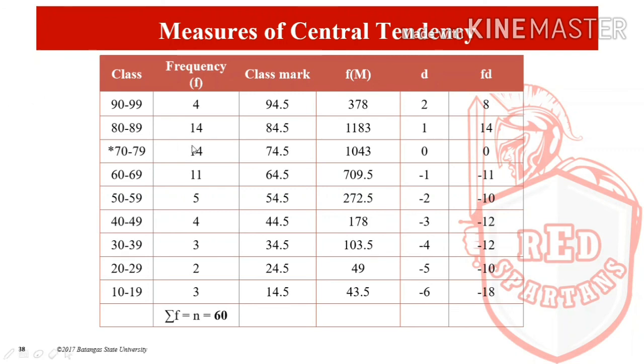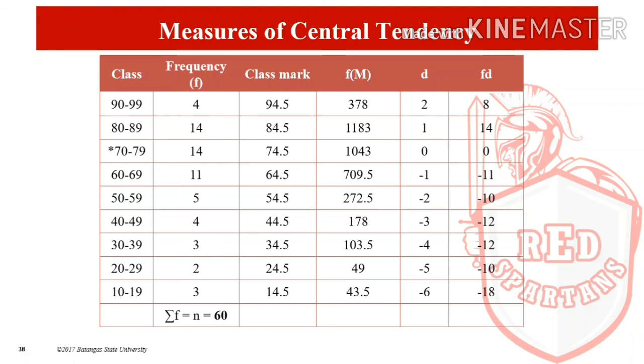Paano ba natin kukunin si delta 1? Si delta 1 ay frequency ni 70 to 79 minus sa frequency ni 60 to 69. So, 14 minus 11 equal to 3. Then, para makuha naman natin si delta 2, si delta 2 naman ay frequency ni 70 to 79, pataas naman tayo, minus frequency ni 80 to 89, yung 14. Ibig sabihin 14 minus 14 equal to 0.